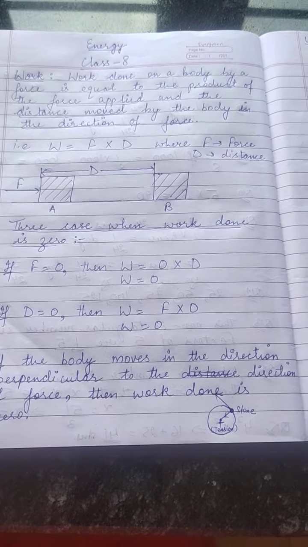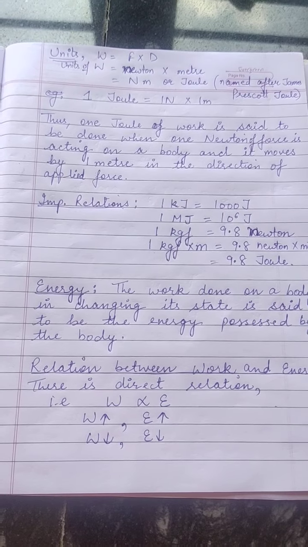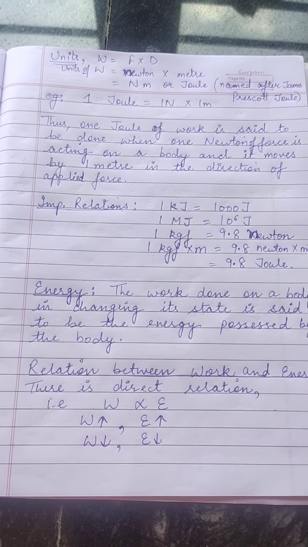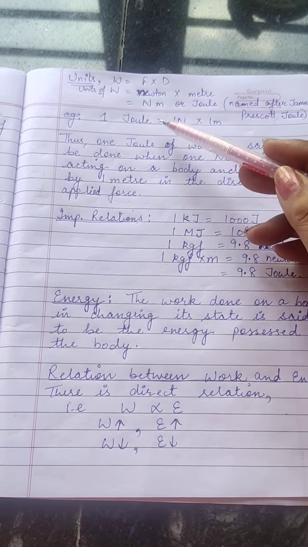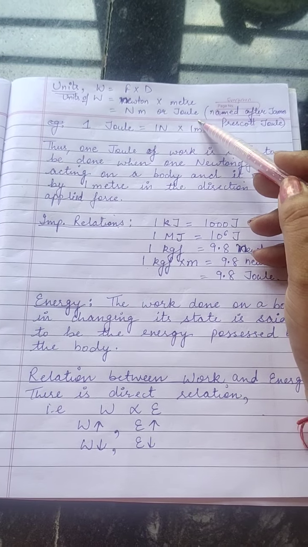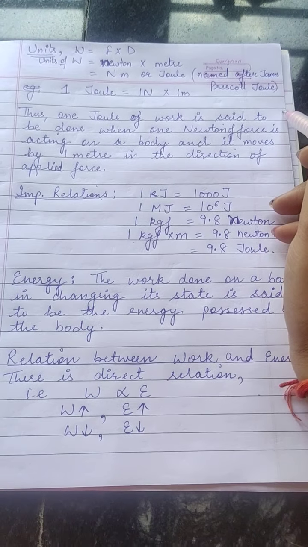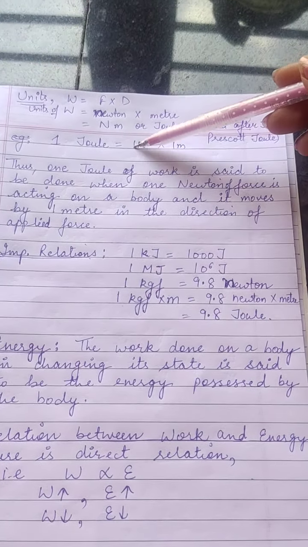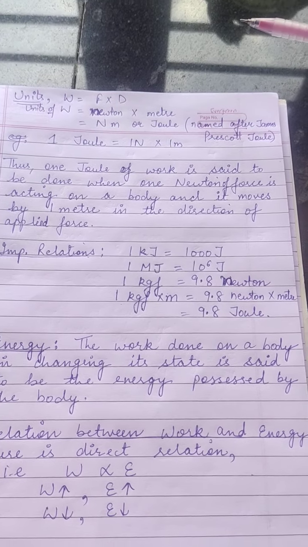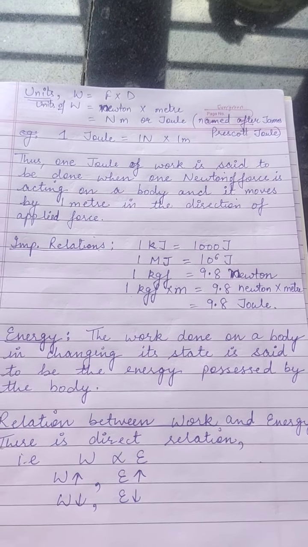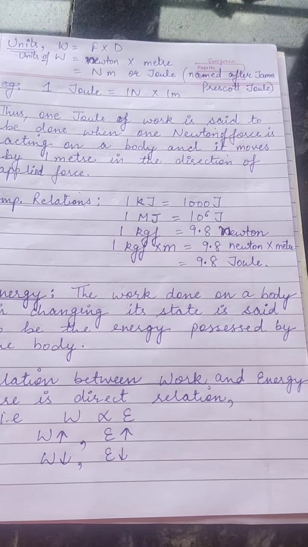Next is your units. Unit of work. We know that work equals force into distance, so unit of force is Newton and that of distance is meter. So we will be getting Newton into meter, that is Newton meter, or it is also known as joule, which was named after the scientist James Prescott Joule. So if we want to define 1 joule, we can write 1 Newton into 1 meter. So it means that 1 joule of work is said to be done when 1 Newton of force is applied on a body and it moves by a distance of 1 meter.